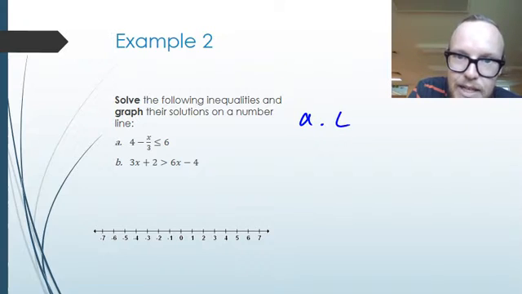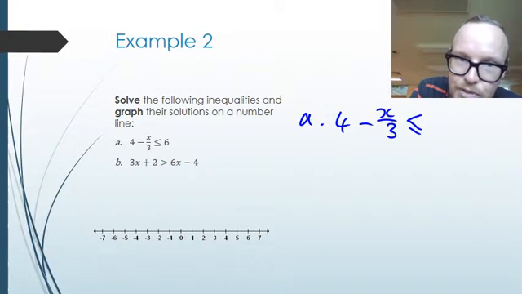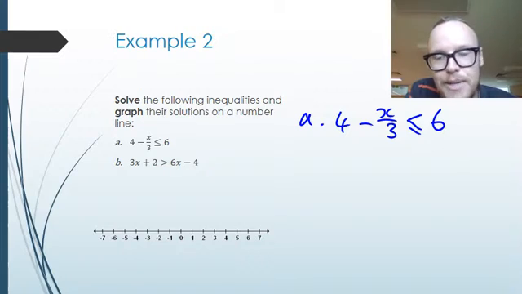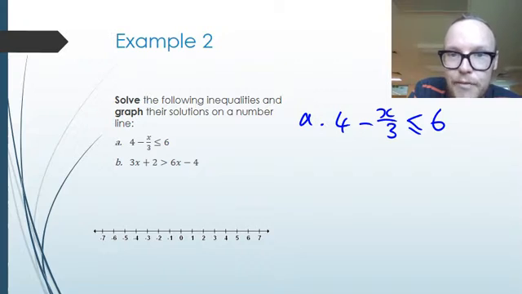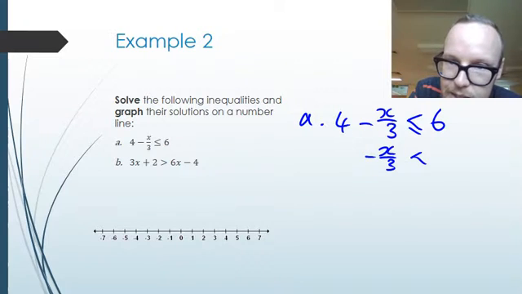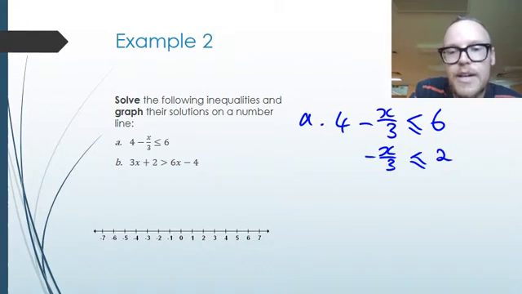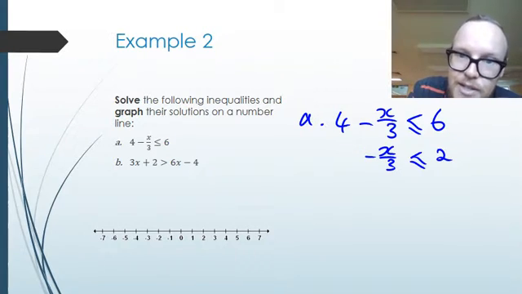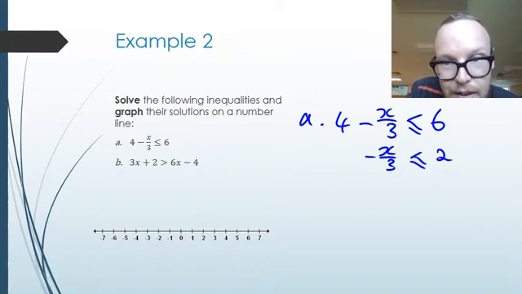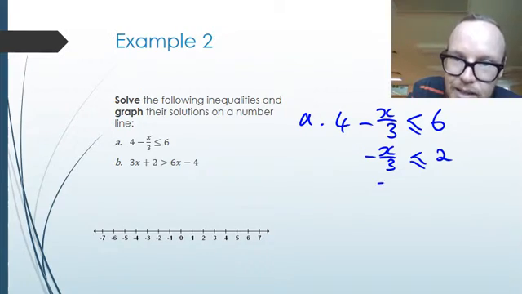If we've got this inequality here, 4 minus x over 3 is less than or equal to 6, we need to simplify as much as possible. Let's subtract 4 from both sides. I'll get negative x over 3 is less than or equal to 2. Now I'm going to multiply both sides by -3. That will make the left-hand side become positive x, and we can see how that affects the other side.